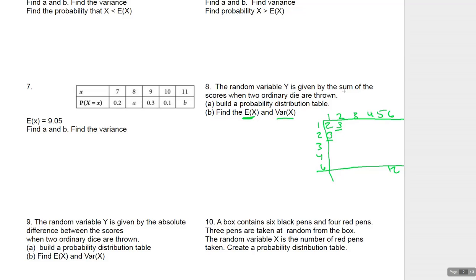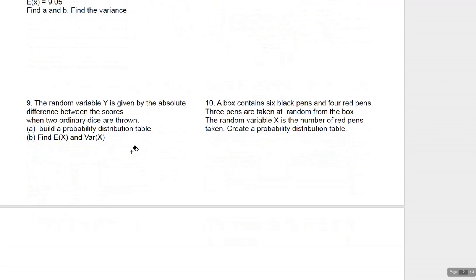Right? So what's different about number 9? You're still making this chart. What's different about it? It has to do with the absolute difference. Yes. What does that mean? You're basically subtracting, but it's going to be the absolute value.